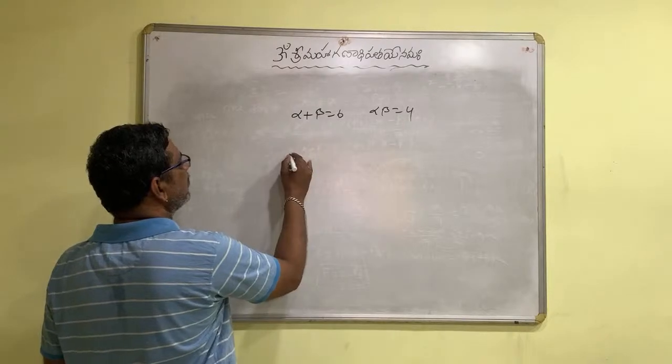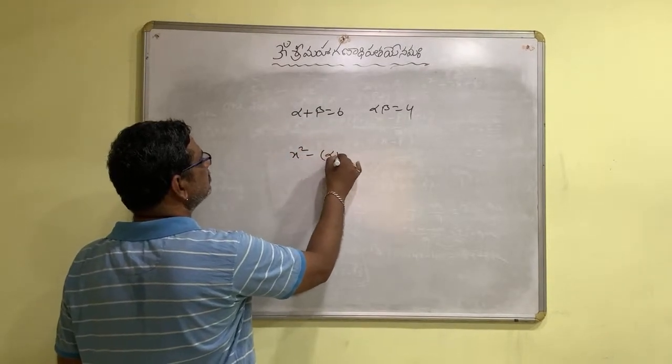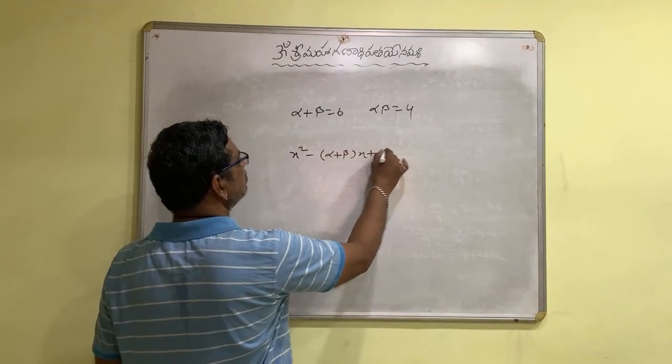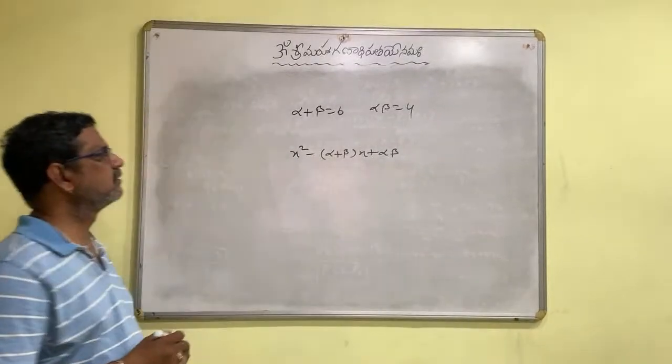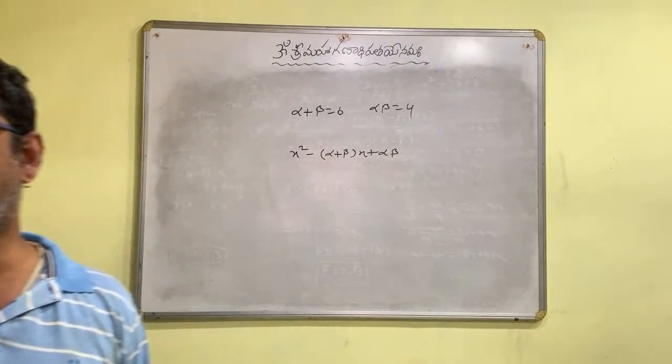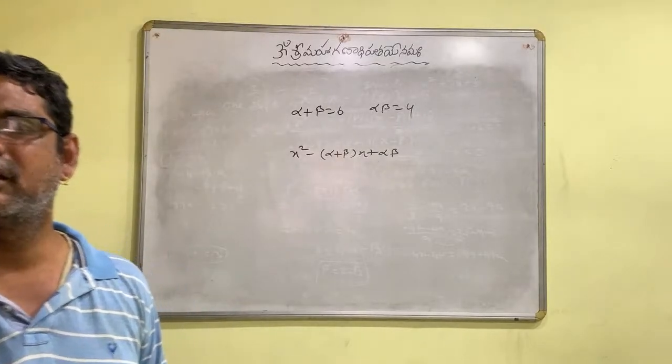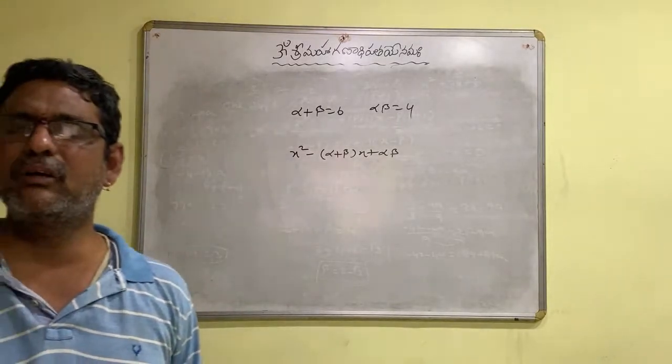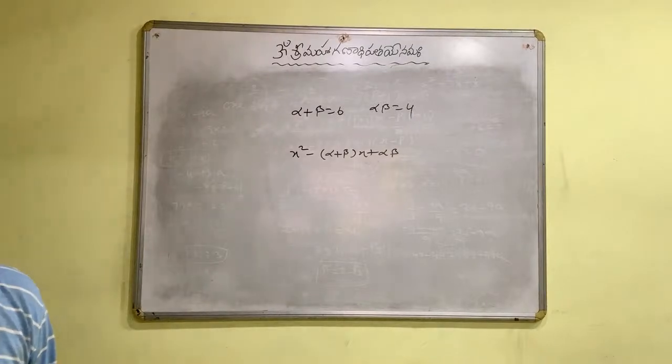I told you the formula. This is the formula to find out the polynomial when we know the sum of zeros and product of zeros directly.